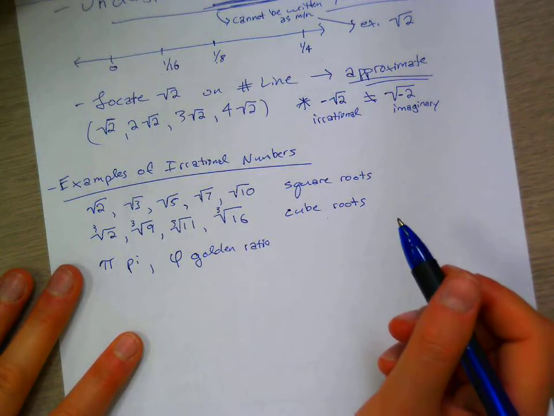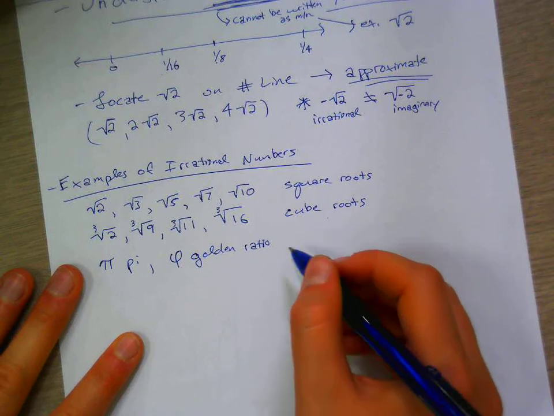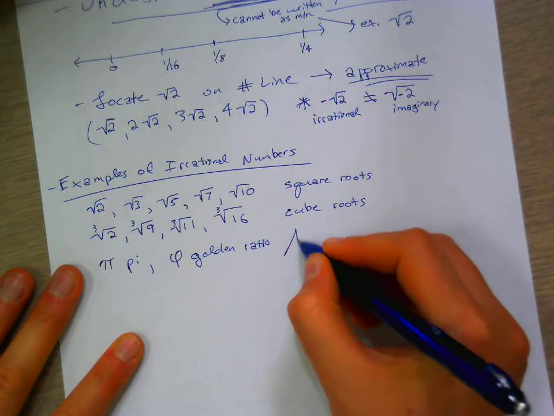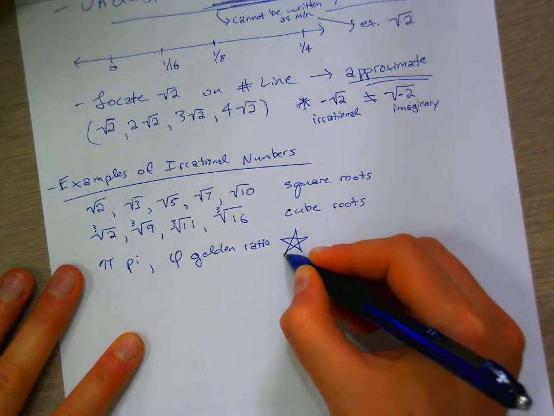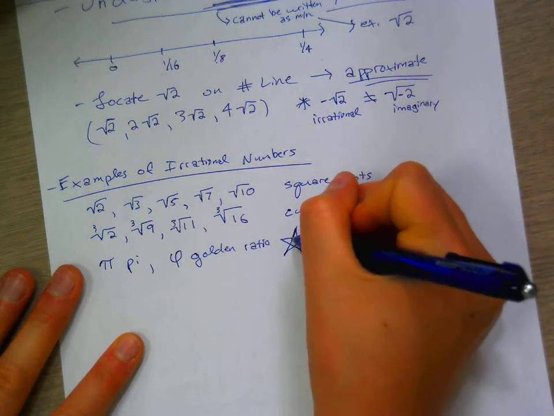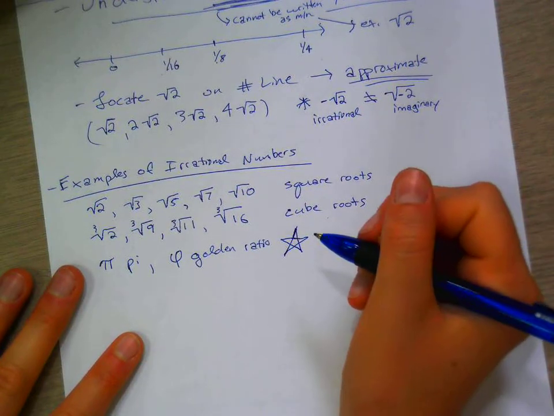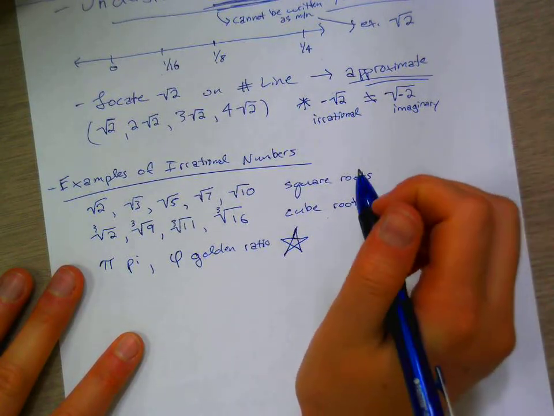Let's make a little note. The golden ratio here is like if you draw a star, something commonly seen in math, the length of this line over the length of this line equals the golden ratio. You don't need to know that, just a little note. It's a ratio commonly used in science.